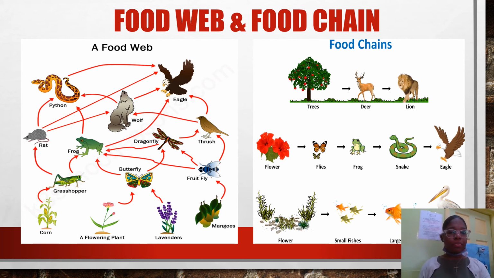Let's start with the corn. The grasshopper eats the corn, and the grasshopper can get eaten by the frog and the rat, and the rat can get eaten by the wolf, the eagle, or the snake. The snake can get eaten by the eagle. The rat gets eaten by the eagle, and that food chain stops there. The rat can get eaten by the wolf, and the wolf can get eaten by the eagle. That's an example of a food web even by itself.